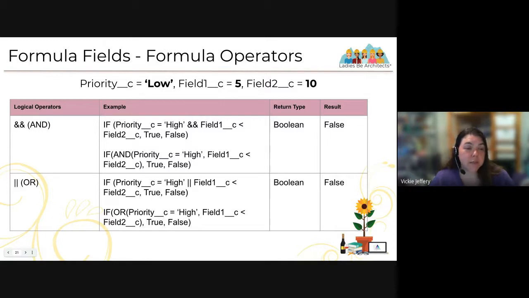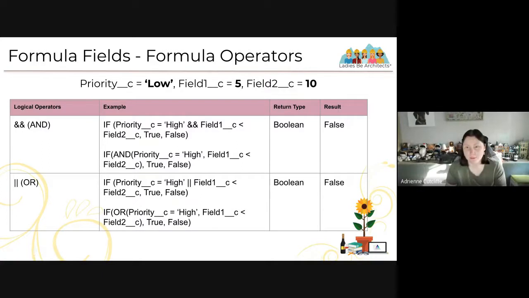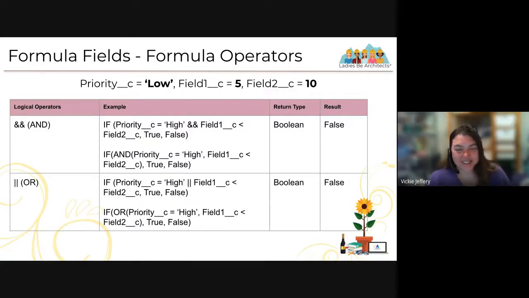And then you can do the same thing with OR. So OR, and I don't even know what these things are actually called. Do you, Adrienne? I feel like I've heard them referred to as pipes before. Yeah, something like that. So you can use the two pipes or in your formula. So in this one, I've got if the priority is high or field 1 is less than field 2, then return true, or put in false.